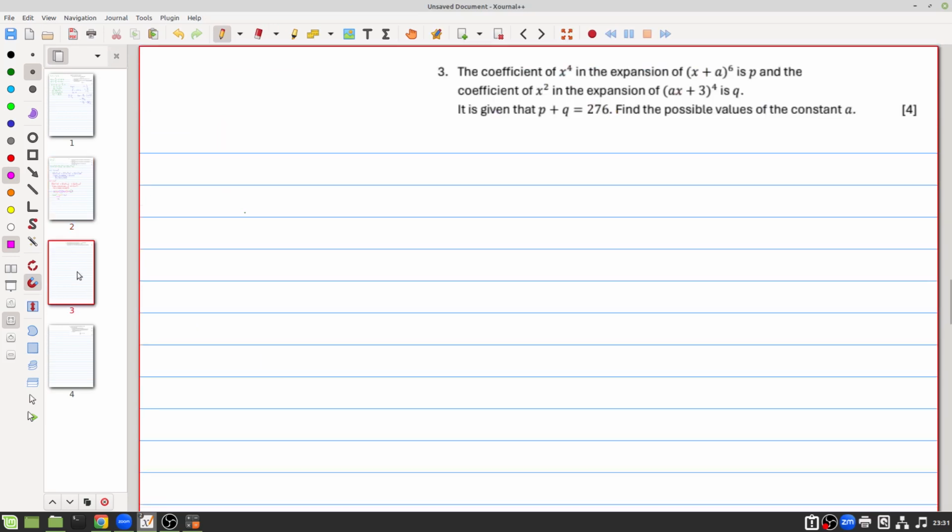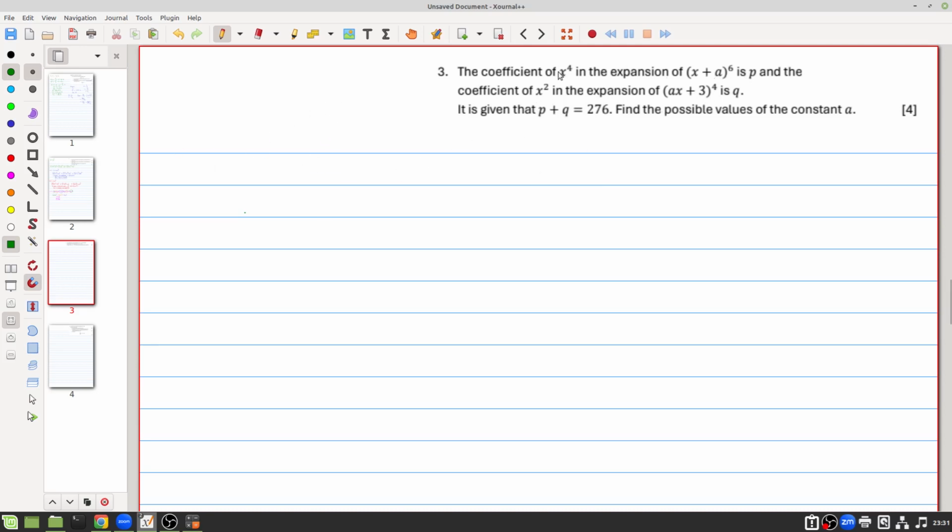Good. Next up, question 3. So we are told the coefficient of x to the power 4 in this expansion is p, and the coefficient of x squared in this expansion is q. Okay, so let's start by just finding that before we even read the rest.